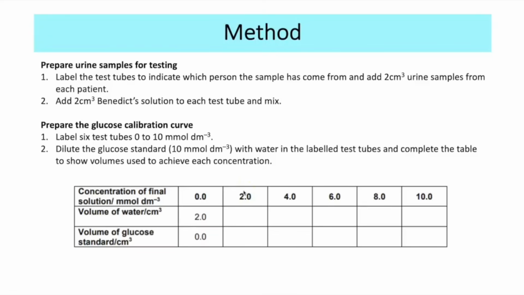And this is where you're using your serial dilutions knowledge, and you could use C1 times V1 equals C2 times V2 to work this out, where C1 is your starting concentration, which is 10. V1 is what we're trying to work out, the volume of that standard you transfer over. Our C2 is the concentration you're trying to make, so 2 millimoles per decimetre cubed, and our V2 is the final volume, 2 centimetres cubed. So you could use that formula to work out what volume you need to transfer over, and then the rest of the volume left would be water. And using that formula, you would get these values.